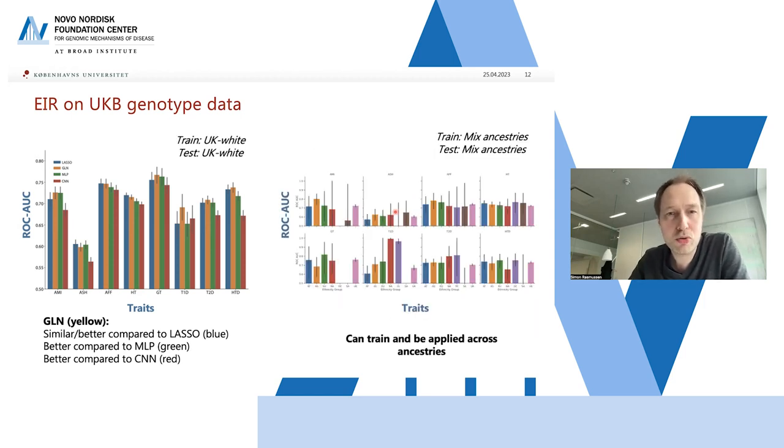Second, we also tried to train and test on mixed ancestries. This is, of course, problematic, because some of the ancestries in the UK Biobank have very few individuals, but it seems that we can somehow train across them and also learn across these mixed ancestries. We haven't gone into more detail with that, but I think that's quite interesting as well.